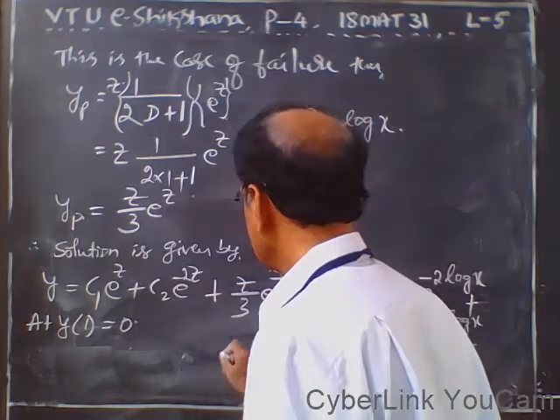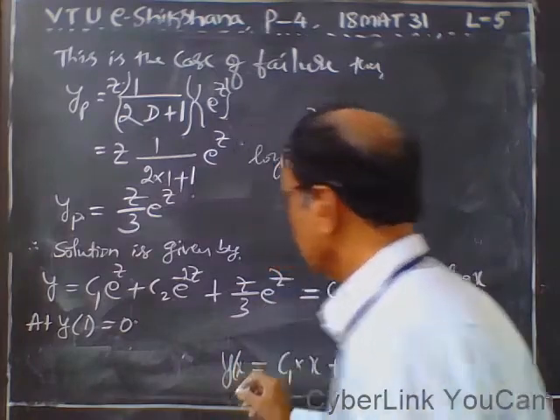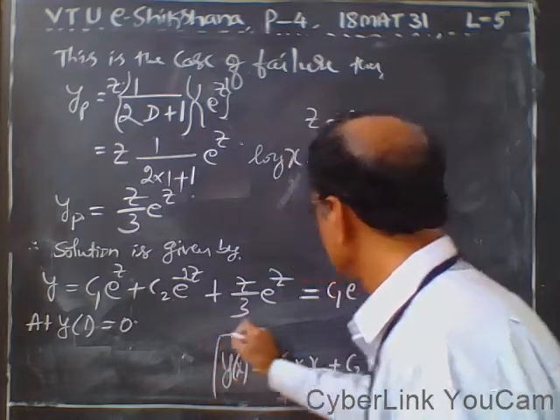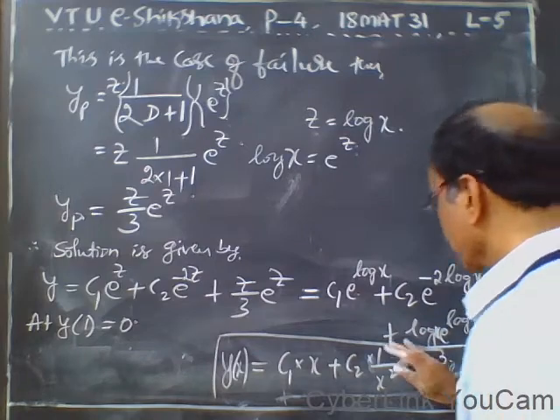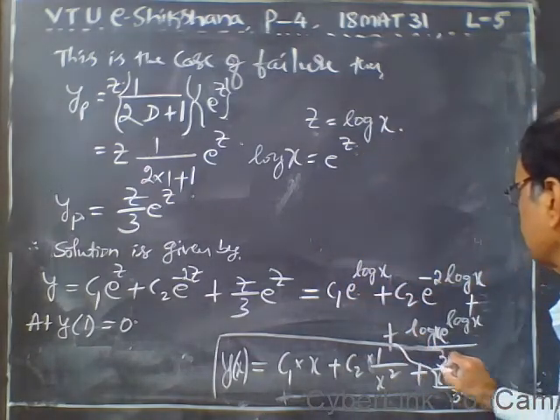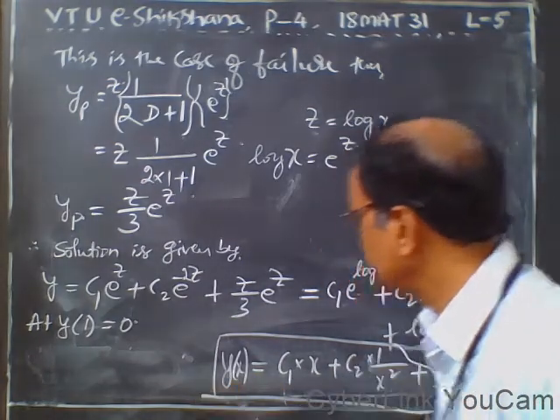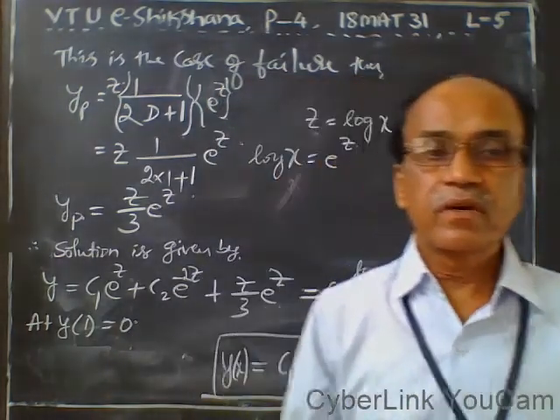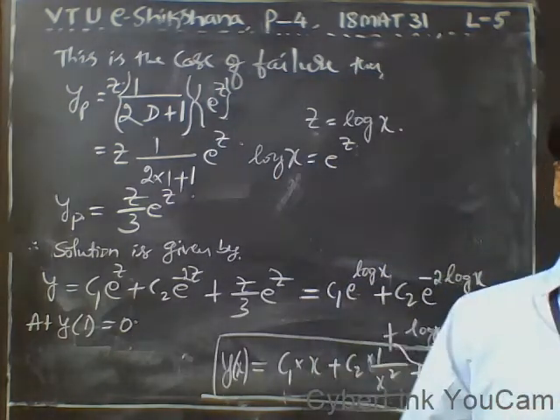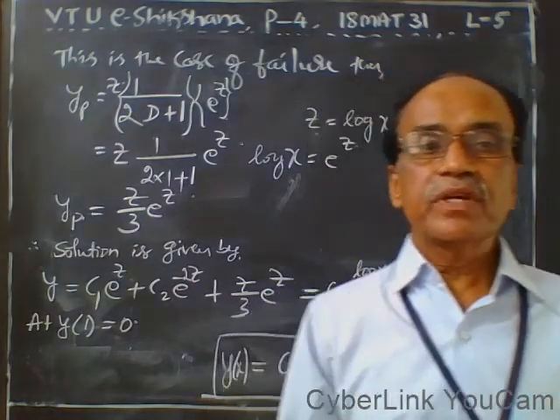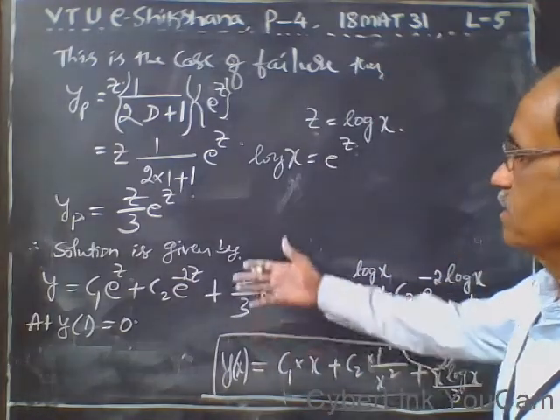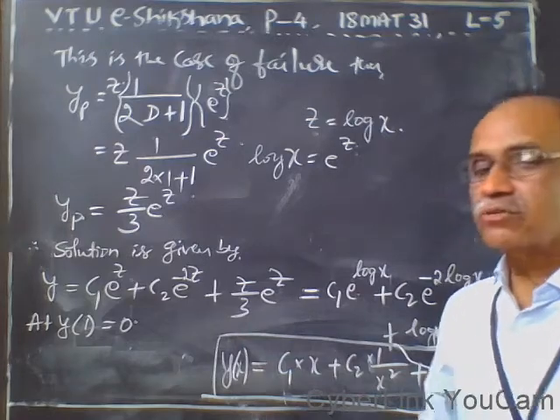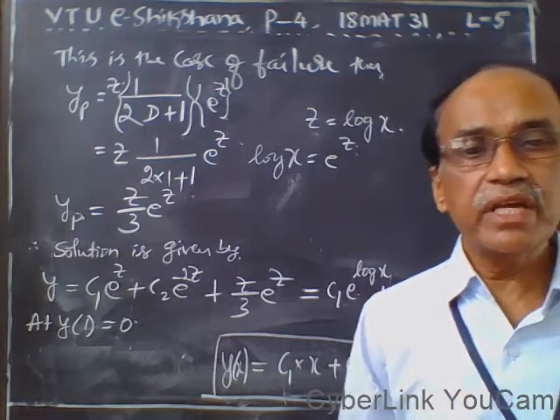This is the extremal, which is represented as an equation, the solution as a combination of yc and yp. Okay, so this part I will continue in the next discussion. Up to this session, we can go through all these details of how this Euler's equation is going to be applied.